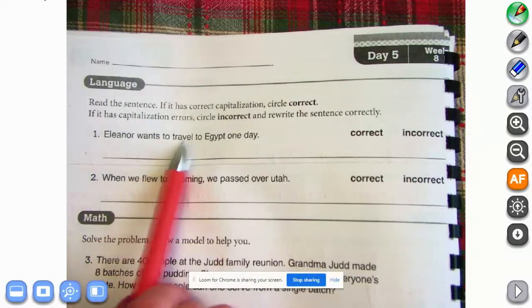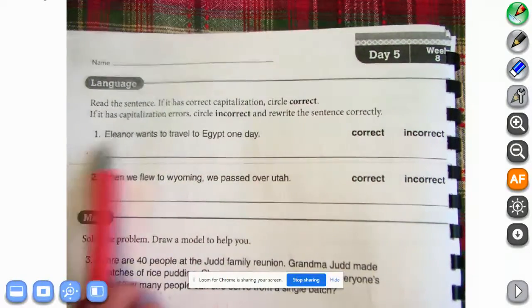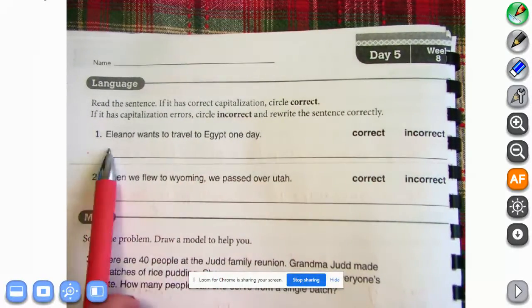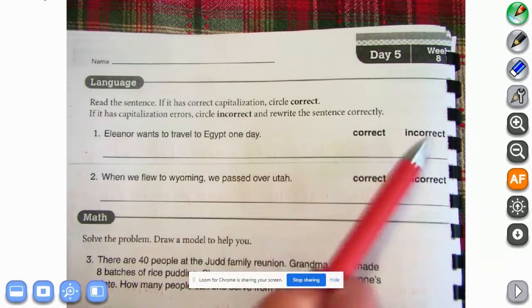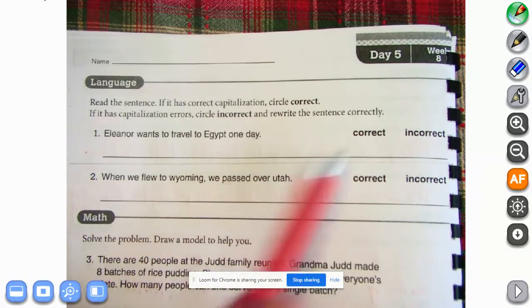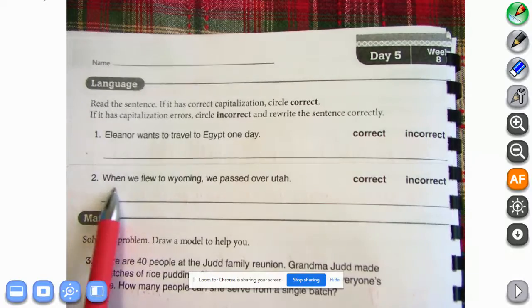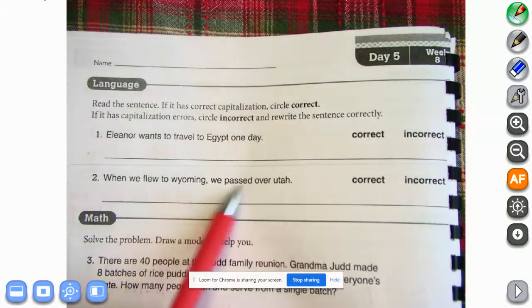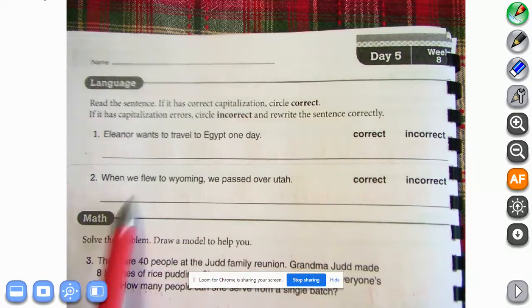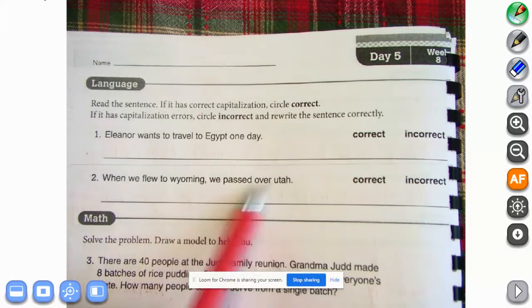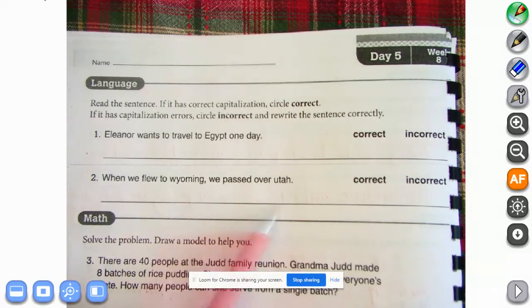Eleanor wants to travel to Egypt one day. Look through that. If there's anything that should be fixed, then you mark it and mark incorrect. But if there's nothing that needs to be fixed, you just mark correct. When we flew to Wyoming, we passed over Utah. So check to see which ones should be capitalized, or if there aren't any, you're just going to circle correct.